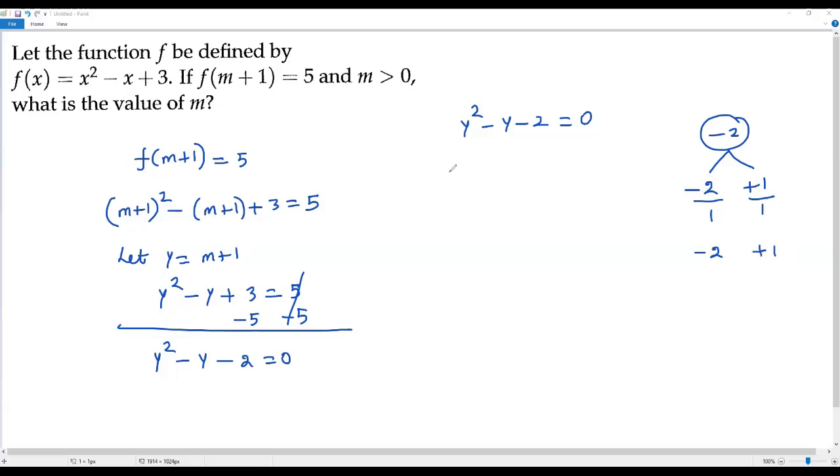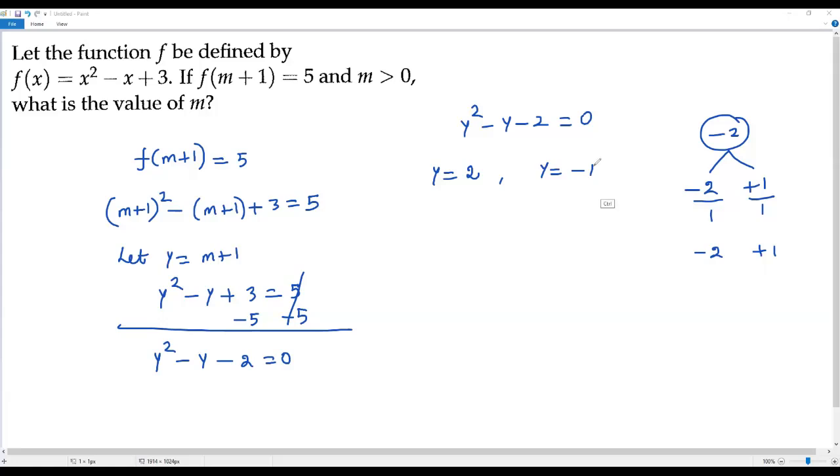Now to get the two values for y, I have to change the sign of these two factors. For the first factor, I have a negative sign. If I change it, it becomes positive 2. So that's the first value of y. For the second value, I change the sign of this factor. It's already positive, so it becomes −1.